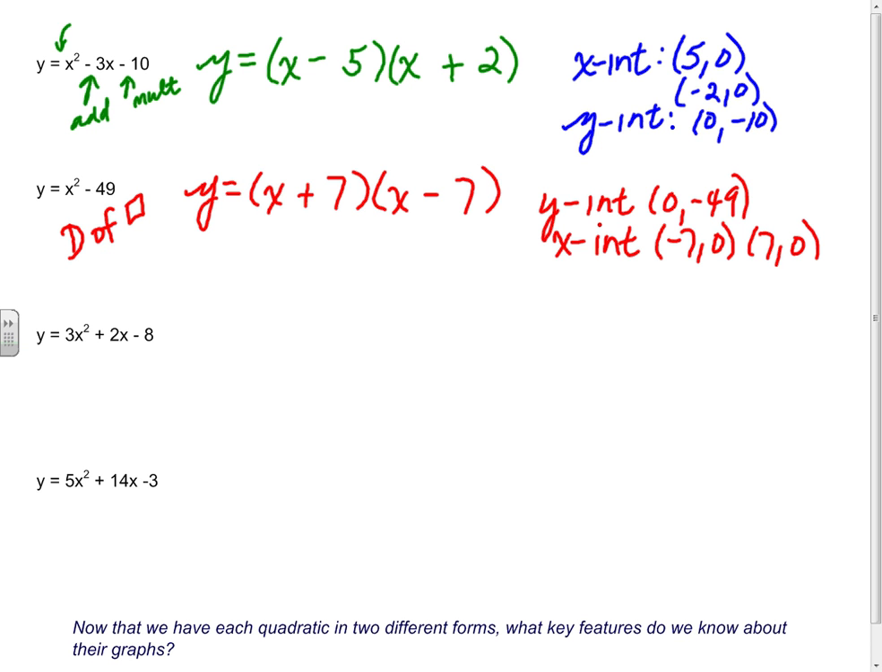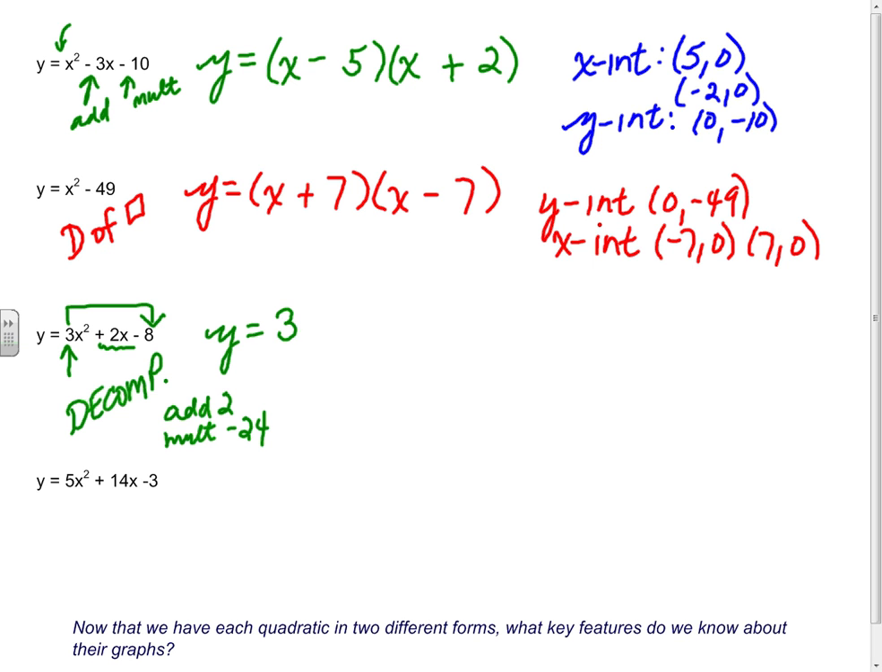Third one, y equals 3x squared plus 2x minus 8. It is a more difficult trinomial in the form ax squared plus bx plus c, where a is a 3. We need to use decomposition to factor this. I am going to decompose the 2x into two parts such that my two parts add to 2, and, be careful, multiply to minus 24.